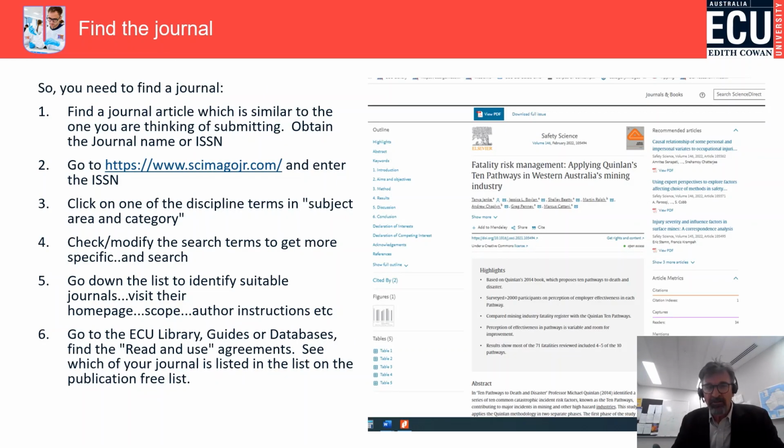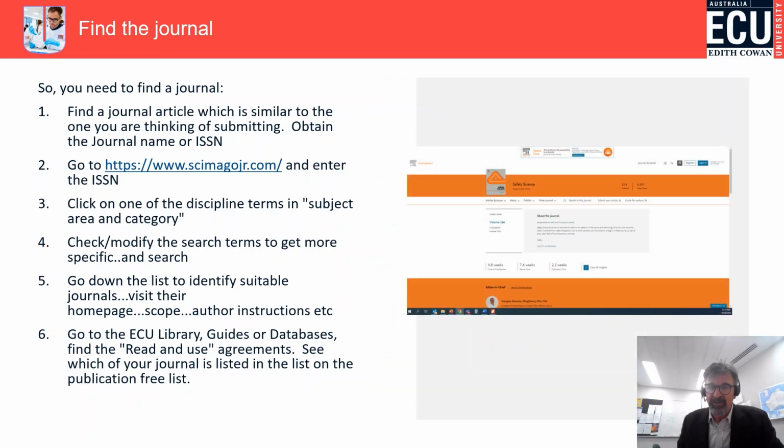So how do you go about finding the most suitable journal? Here's an example. You found a paper that is similar to your article, and you're going to try and write something for that journal that's in that sort of theme. So first of all, let's find the journal itself. This one is Safety Science.